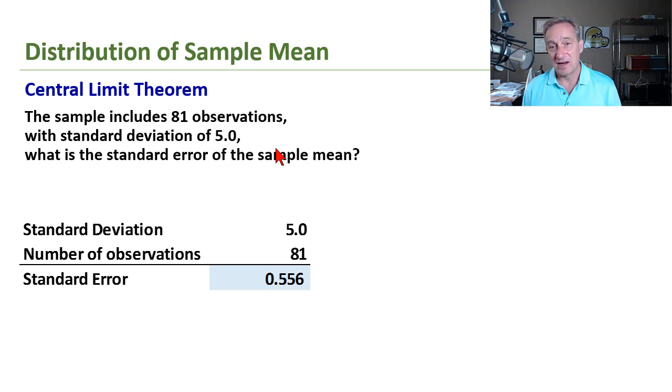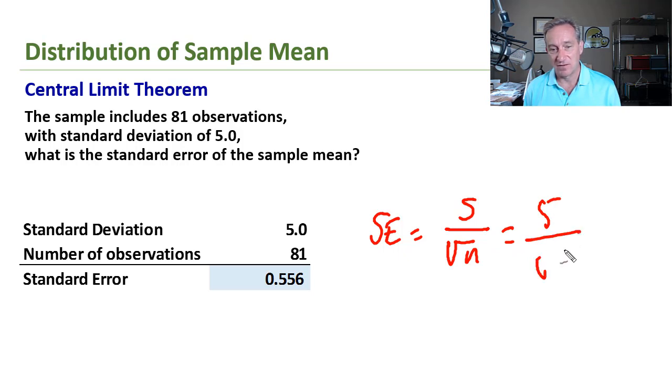Okay, so here's an example. Let's say that we draw a sample of 81 observations, and the standard deviation of that sample is 5. What is the standard error of the sample mean? Well, the standard error is the standard deviation of either the population, which we don't have, or the sample in this case, which we can compute, divided by the square root of the sample size. So in this case, it's 5 divided by the square root of 81, or 5 divided by 9.